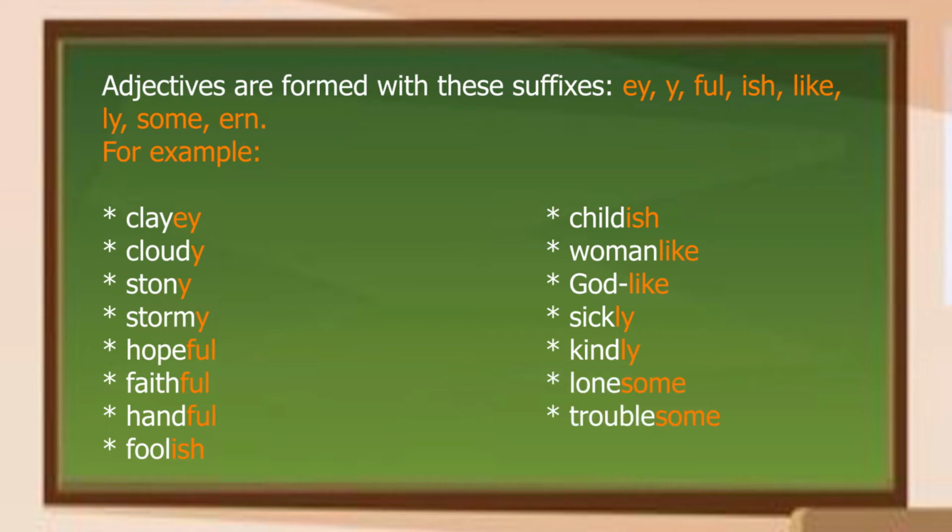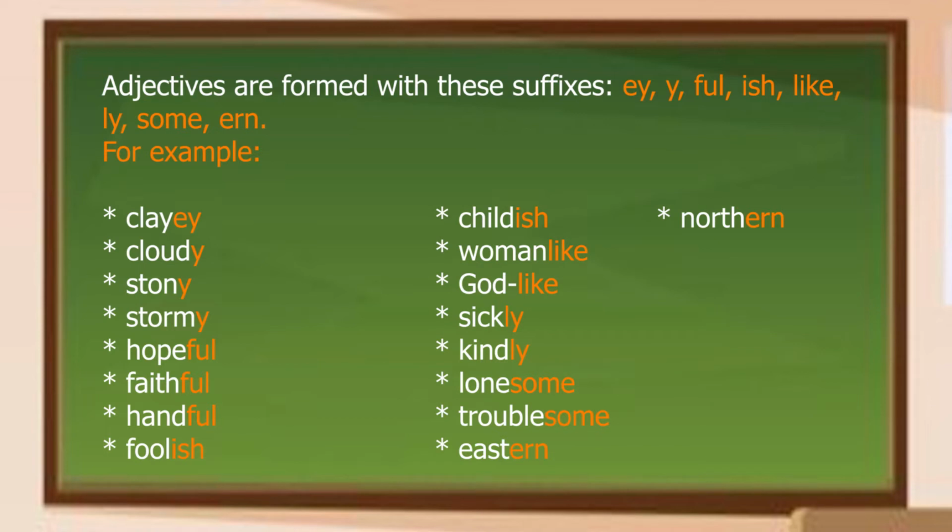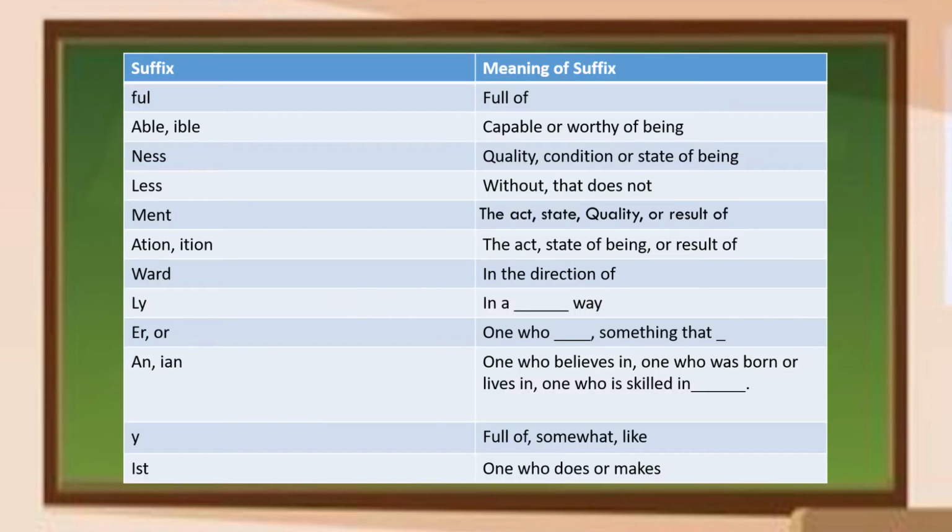Then we have words like lonesome, troublesome. We notice the suffix some. And then we have words like eastern and northern. We notice the suffix ern. Now let's look at the table provided. We have the suffix in one column and the meaning of the suffix in another column.